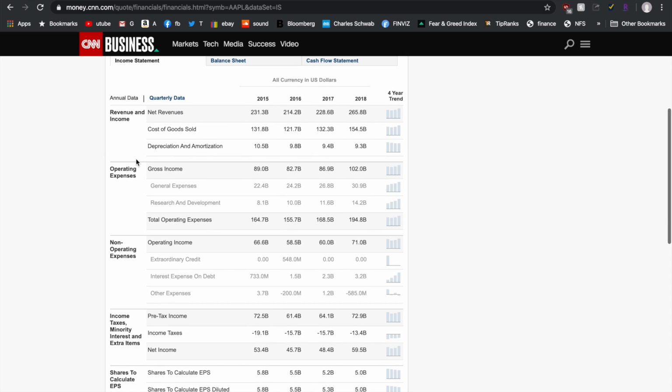For revenues, again, those are the sales figures. You can see here it's fluctuating and increasing. It's not increasing a massive amount, so Apple definitely is not a growth company by any stretch of the imagination, but it is still very steady, and you can see it's at 265 billion, which is massive.